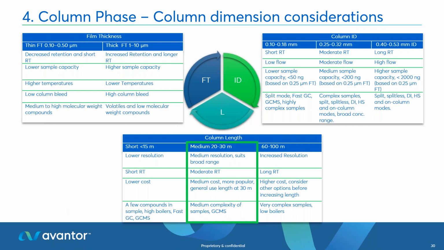And then on the length as it increases, so 60 to 100 meters, you can see at the bottom, it says very complex samples, low boilers. So you can just slightly see how some of the applications can even fall into things like the length of the column.